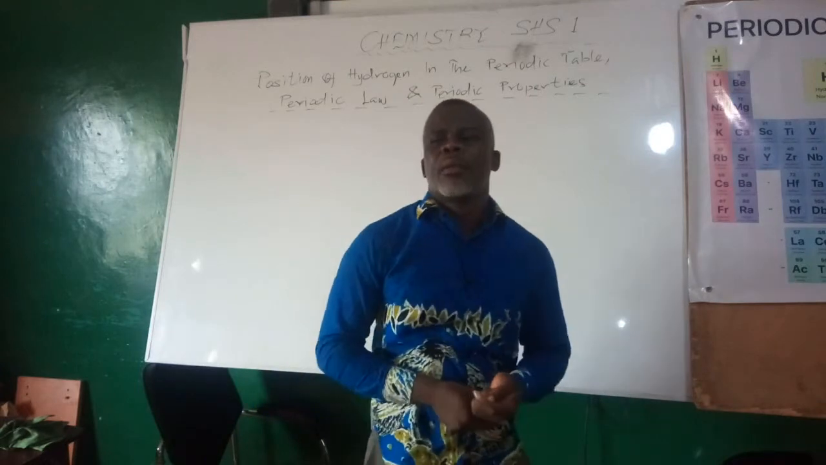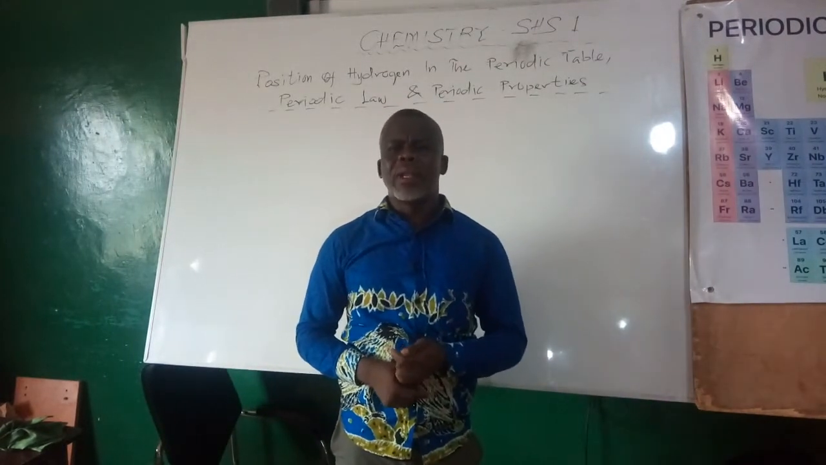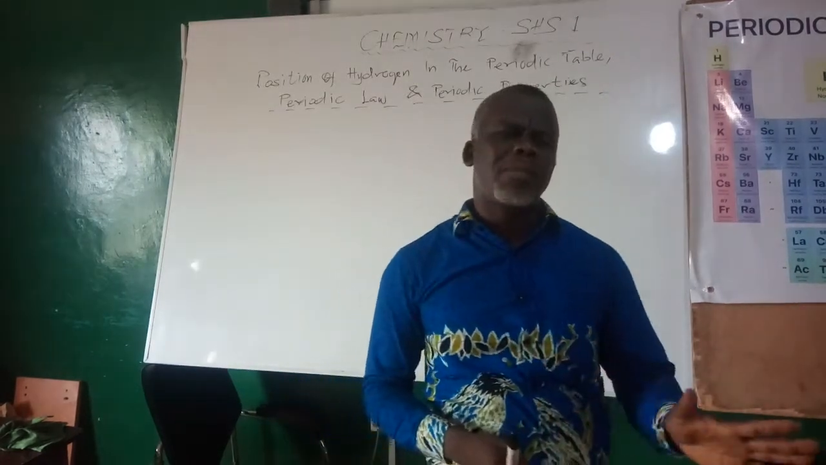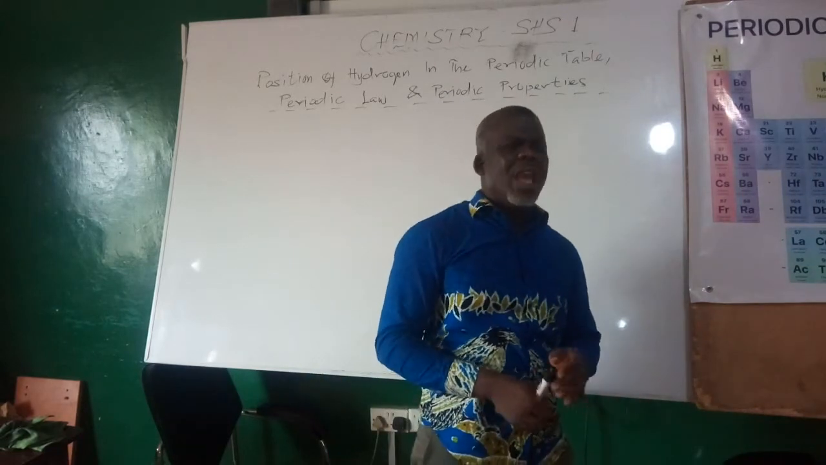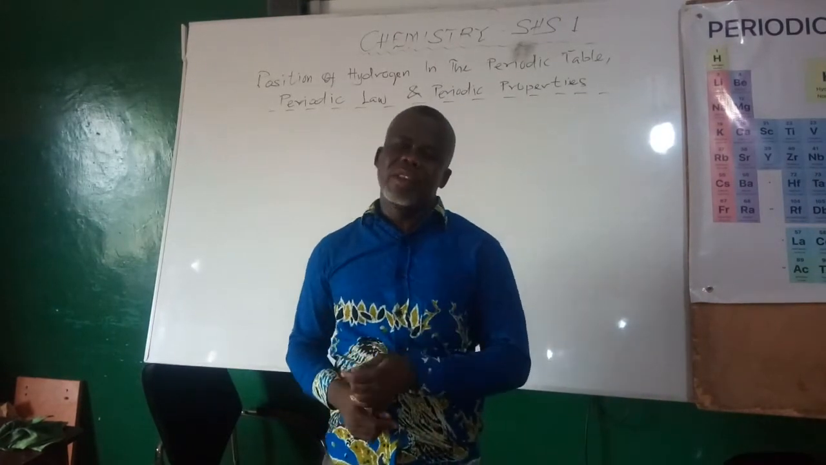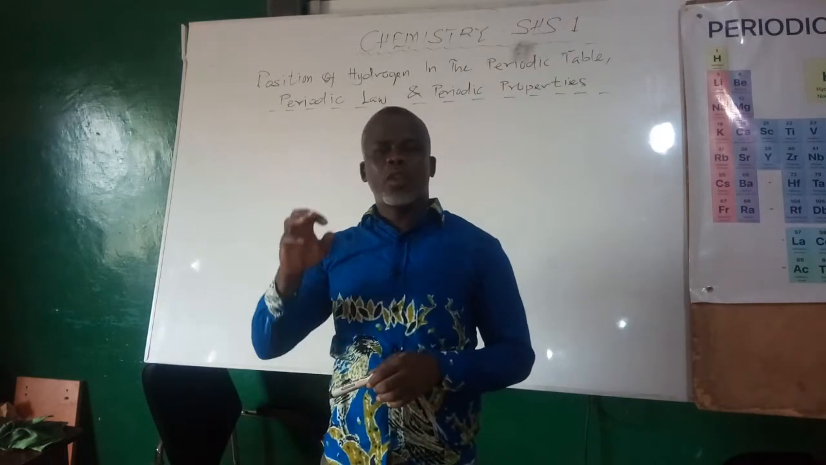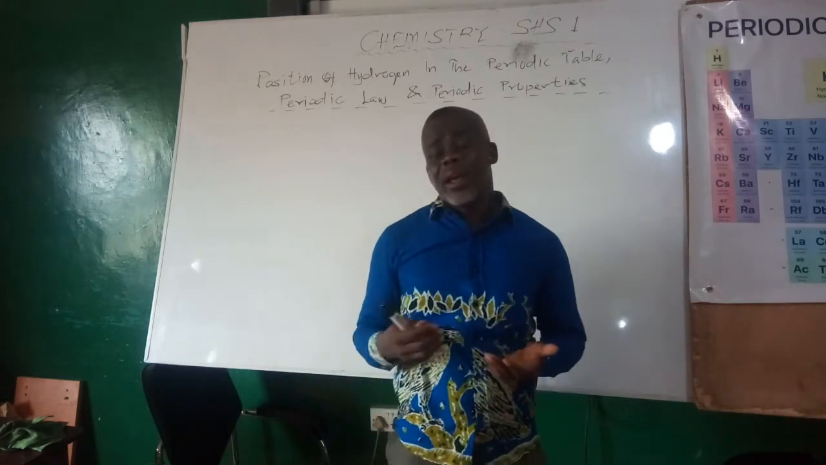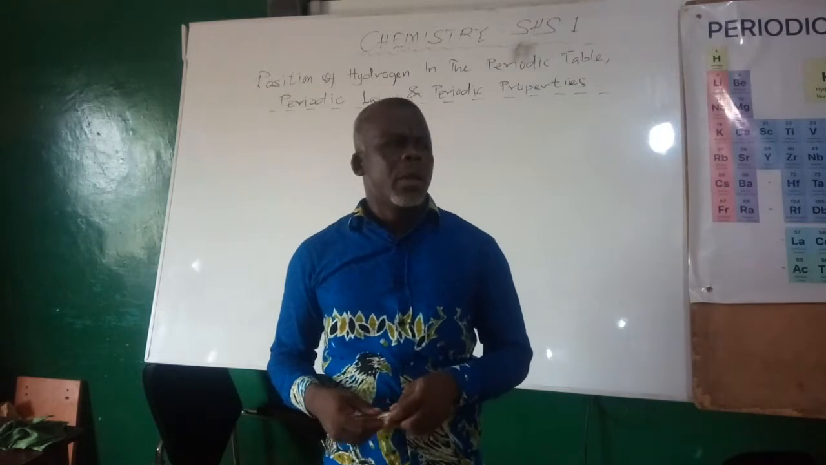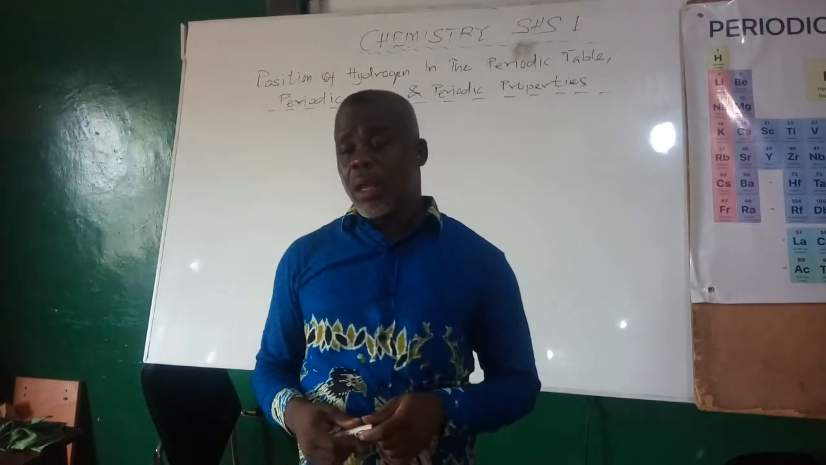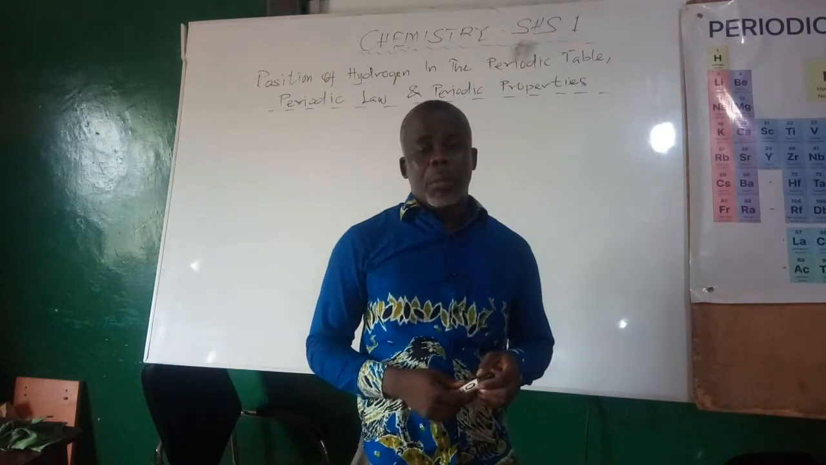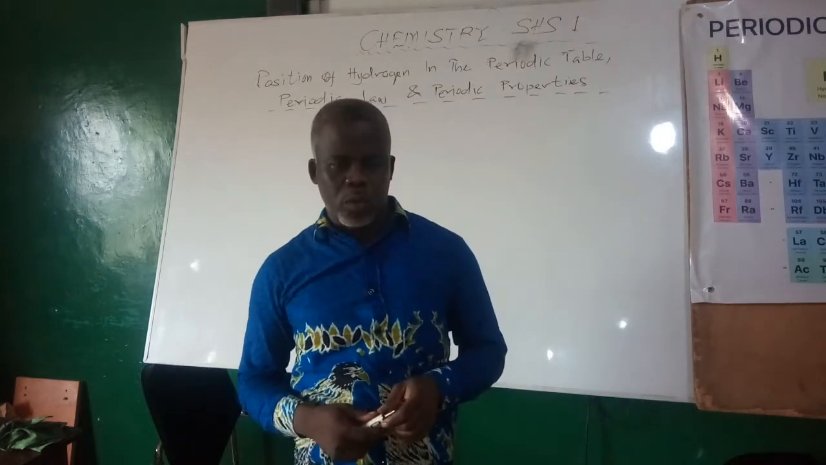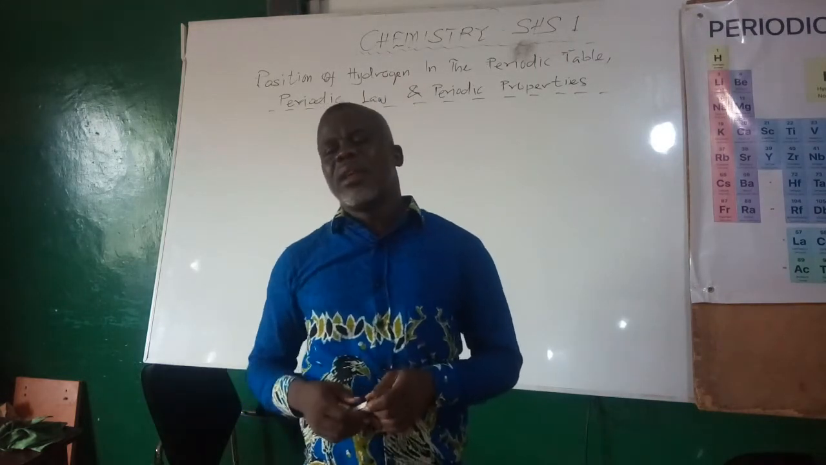Hydrogen is the most abundant element in the universe, and it's the simplest element and a unique element in the sense that it has no neutron in the nucleus. All other elements do have neutrons in their nucleus, but when you talk about hydrogen, it has only one proton and one electron, and therefore is unique in this sense.